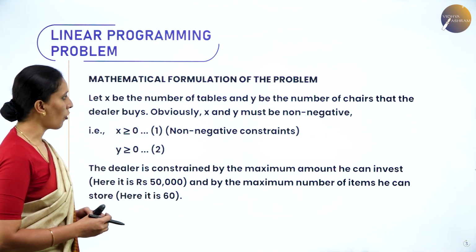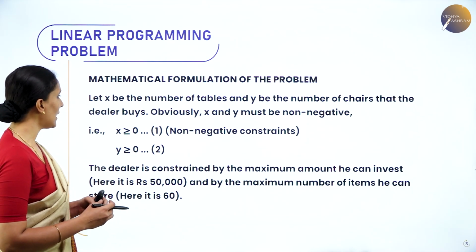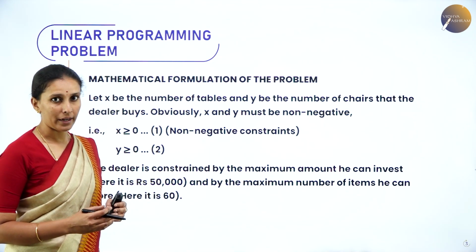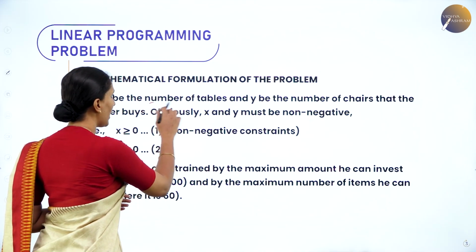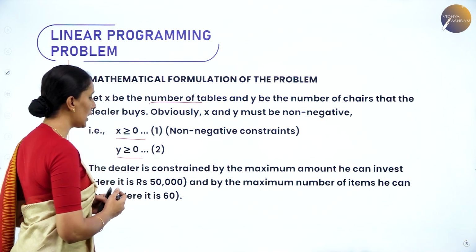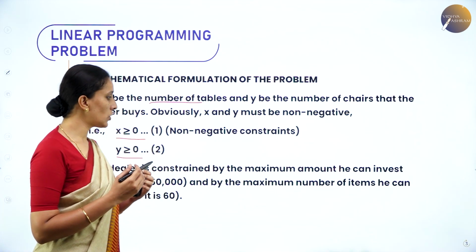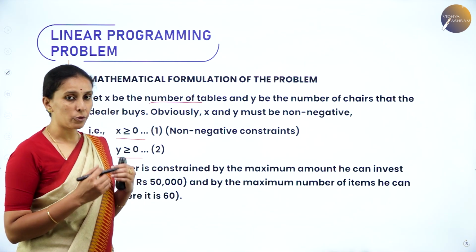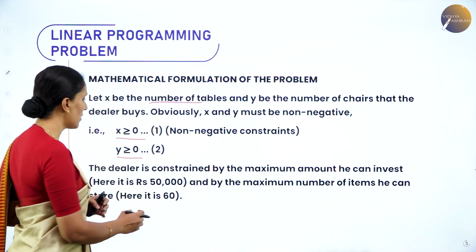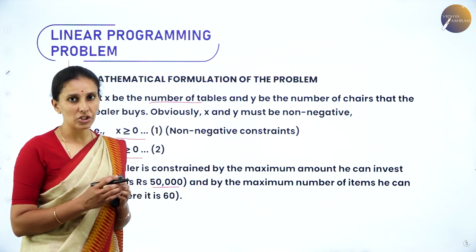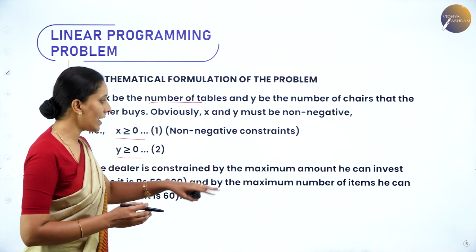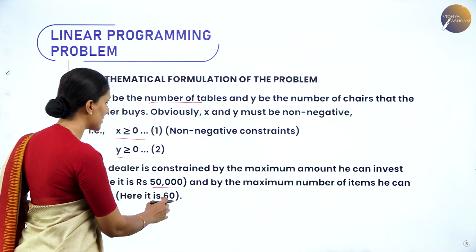Now, let x be the number of tables and y be the number of chairs that a dealer buys. So when he buys it, obviously x and y must be non-negative. So mathematically, the number of tables has to be greater than or equal to 0 and y has to be greater than or equal to 0. Now he needs to take a constraint of maximum amount. To buy the chairs as well as the tables, the maximum amount he can invest is rupees 50,000, and the storage constraint, that is, if he has to buy those things and keep them inside his shop, then he can store a maximum of 60 items.